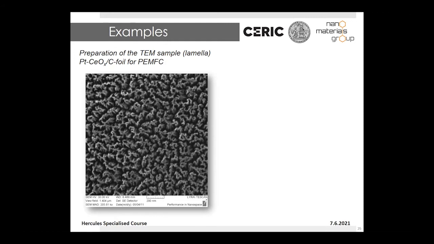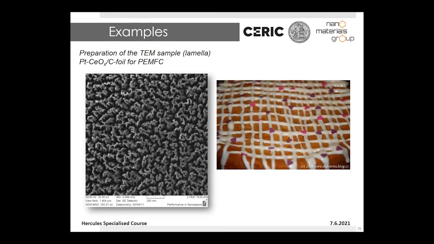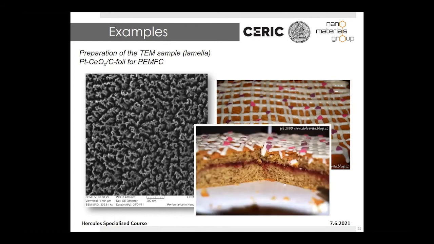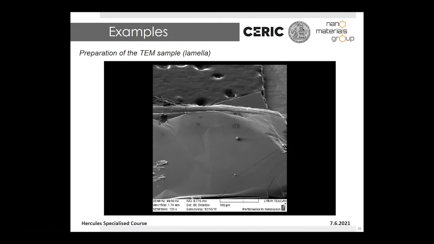So if you would like to see the structure, how the morphology looks like, you need to cut it. I have just an example here that is like the top of the cake. So you need to cut it to see what's inside. So here is the process, how we are creating it.